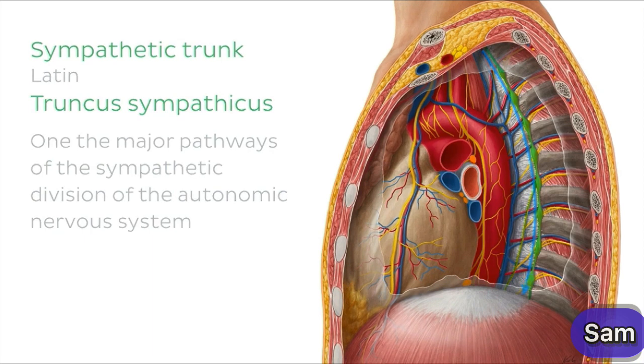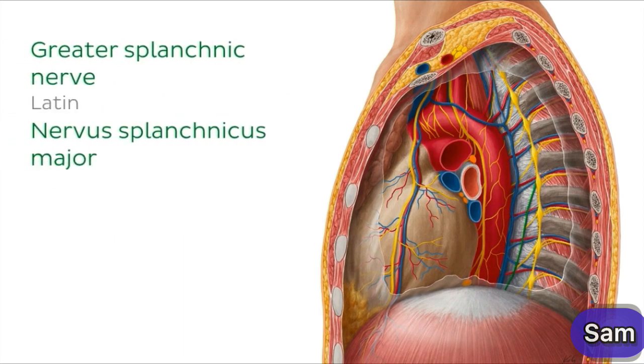You can also see several branches coming off the sympathetic trunk, which also descend inferiorly into the abdomen, and these form what's known as the greater thoracic splanchnic nerve, which provides sympathetic innervation to several parts of the gastrointestinal tract, as well as to other abdominal organs.